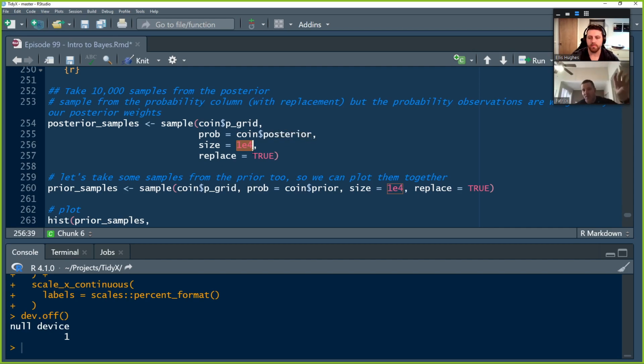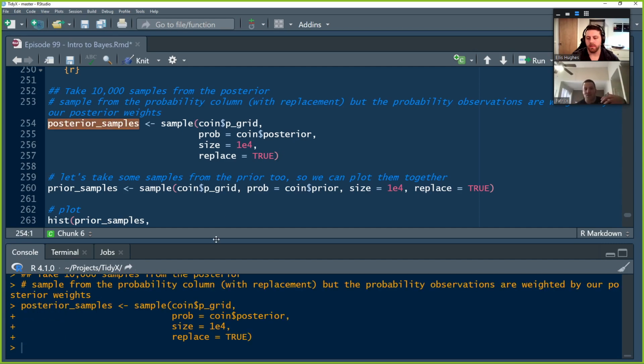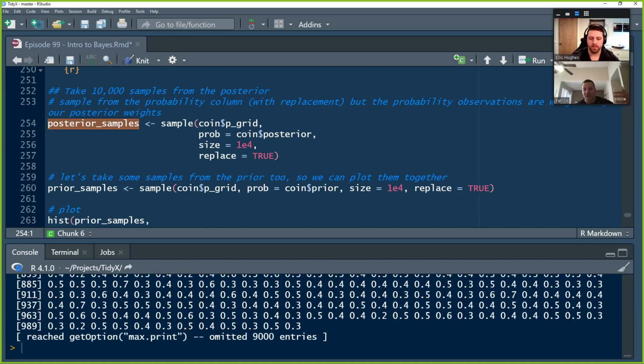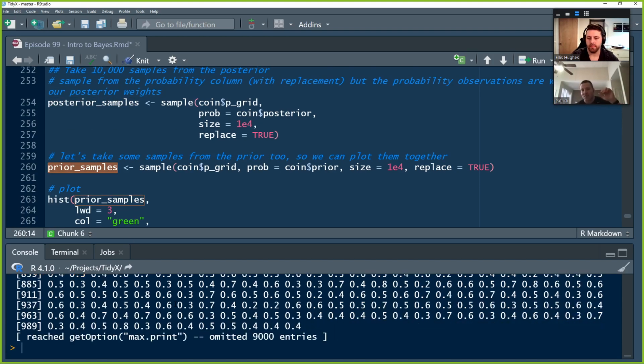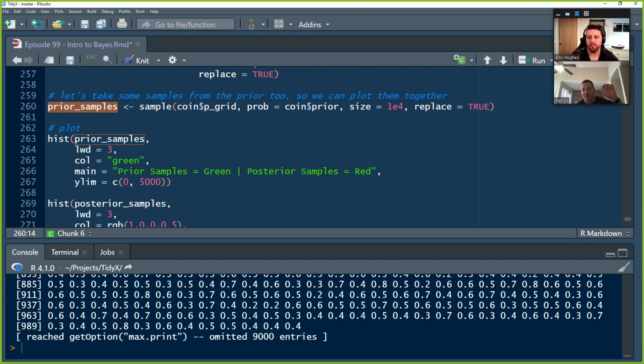I'm going to do it 10,000 times, and I have to use replacement equals true because there's only 10 observations, so I have to have replacement equals true for this to work. And I run that, and I get this string of 10,000 resamples from that probability grid, from our hypothesis grid, weighted towards the posterior. I'm going to do the same thing for the prior so that we have something to plot. So I created 10,000 in the same way.